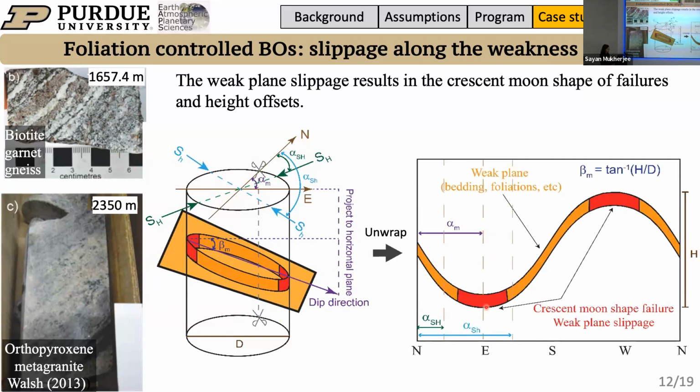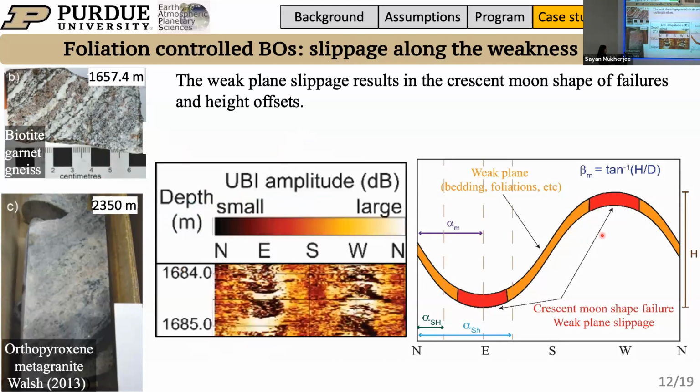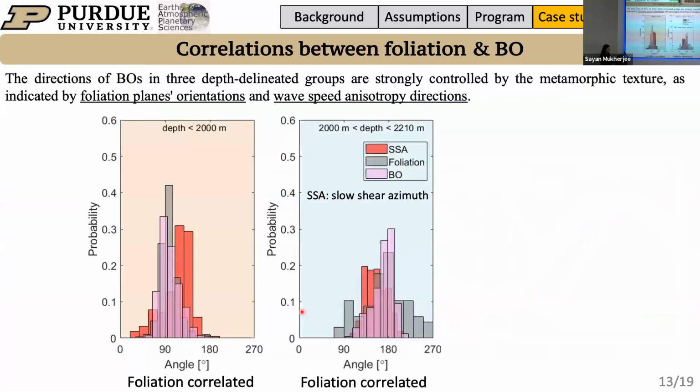And also, if we look at the shape of these red regions, they have a crescent moon shape, and a pair of them has a height offset. And that's actually what we observed from the image logs. We can clearly see that the breakout we have in these rocks here is not a vertical rectangular patch, but actually has a crescent moon shape, and a pair of them have the height offset. So due to this, we also want to see the correlations between the foliations and the breakout.